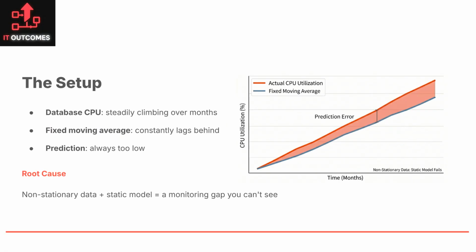The core issue here is that a standard moving average assumes the future always looks like the past. And when data has a clear upward trend, a fixed average is always going to be lagging behind. And this is going to create a monitoring gap. Your alerts are never going to be triggering at the right time, and you're not going to be aware of the issue until you have a full-blown incident on your hands.